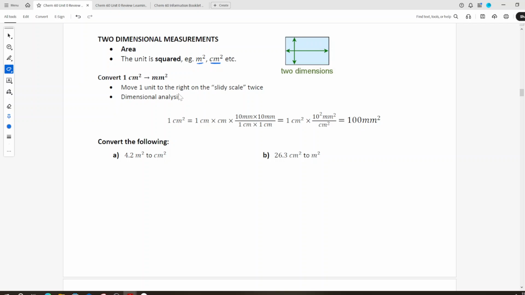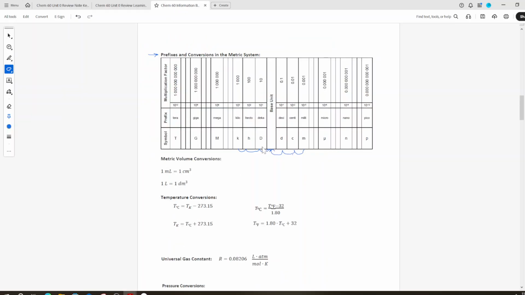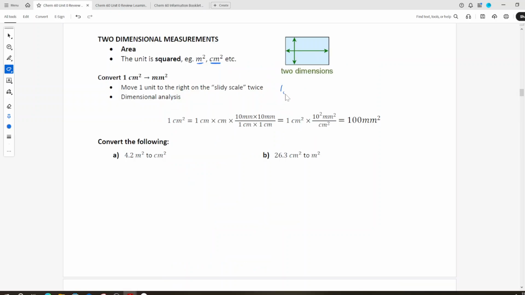There's 2 ways to do it. Way number 1 is to move using the sliding scale, but you have to do it twice. So for example, if I was going to go from 1 centimeter into meters, right? Remember, centimeter into meter is 1 to the right. So I'm going to go 1 to the right, but I have to do it twice because it's squared. Okay? So if you're converting using the sliding scale, whatever you move over, left or right, do it twice.